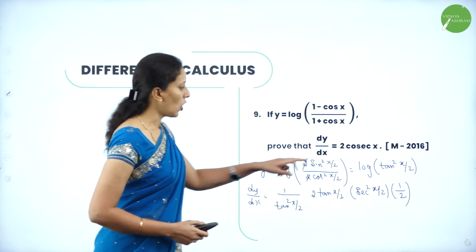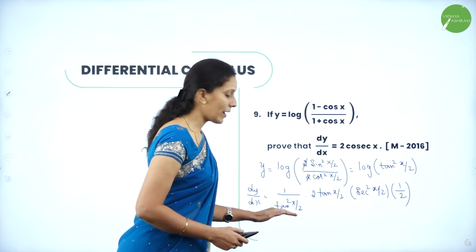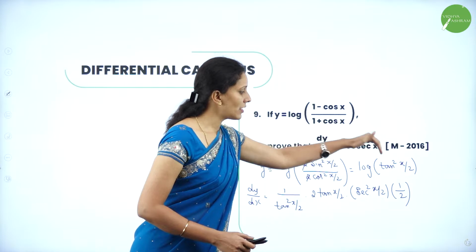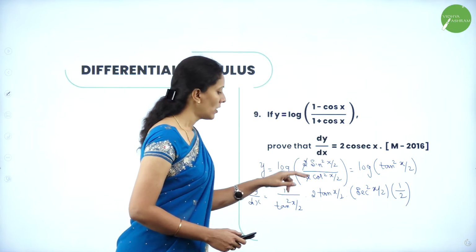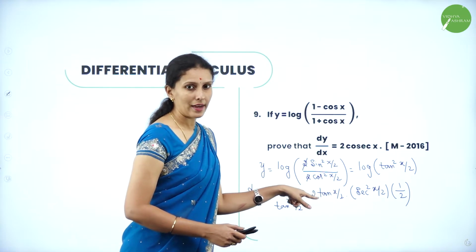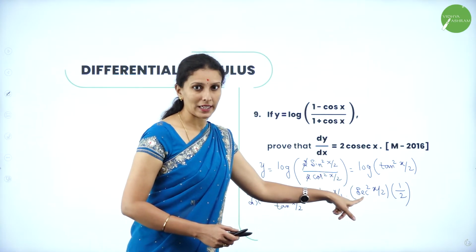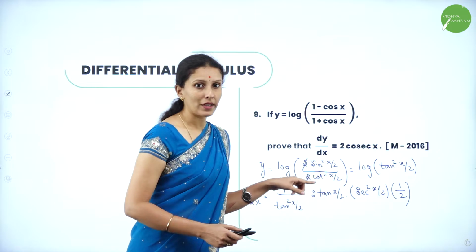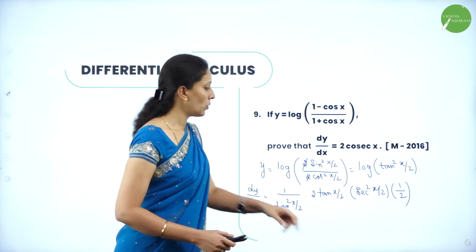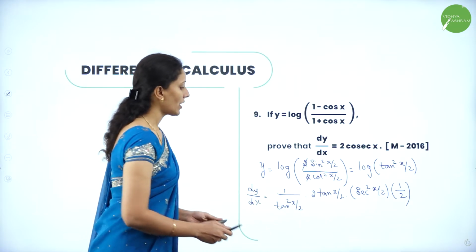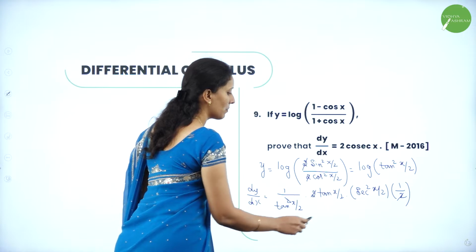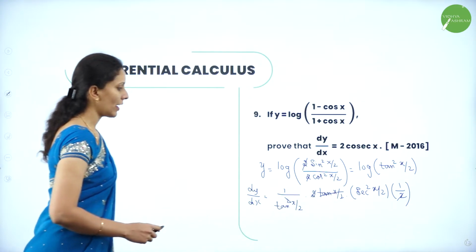So, when you derive log, it will be in the form of 1 by x. Now, since we have it in the form of x square, first derive it in the form of 2x. So, it becomes 2 into tan x by 2. Then again differentiate tan x by 2. You will get secant square x by 2. Since you have it in the form of x by 2, derive again x by 2. So, you will get half. So, we can cancel 2 and 2 here. 1 tan x by 2, 1 tan x by 2 we can cancel.